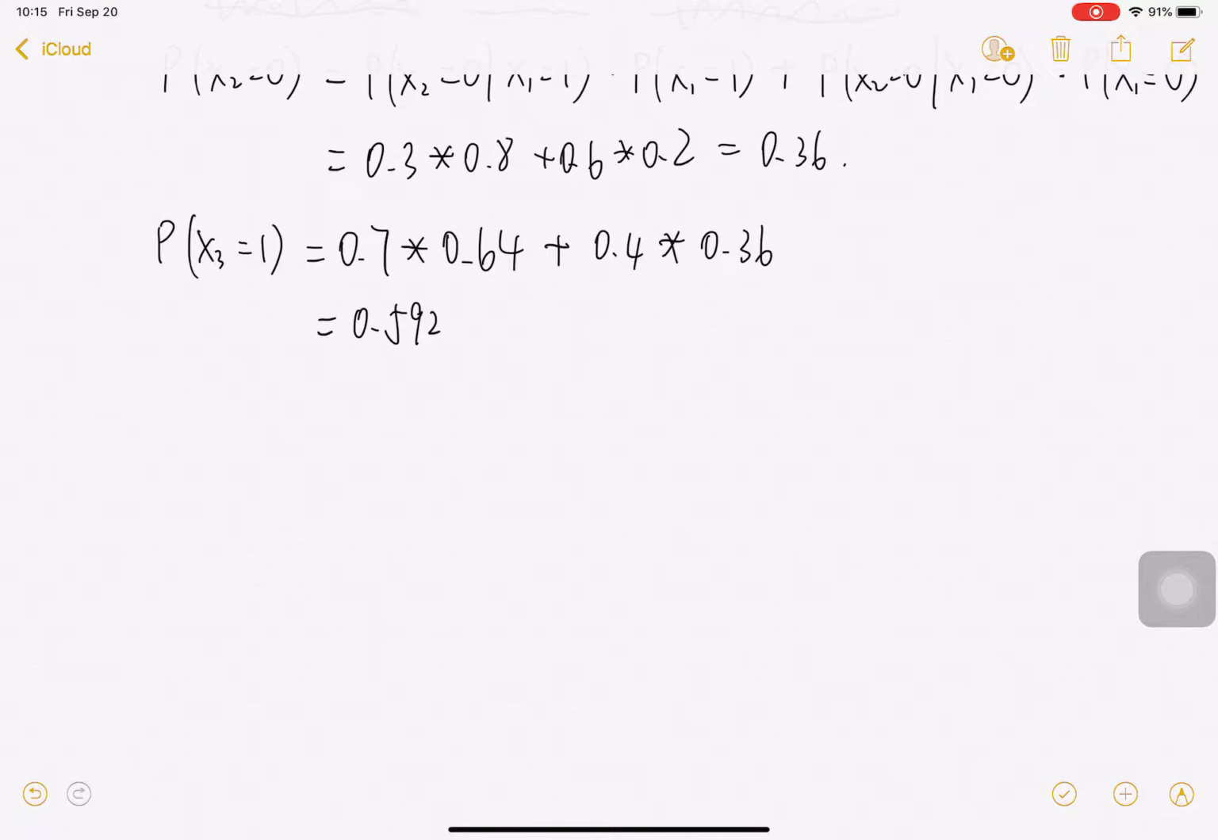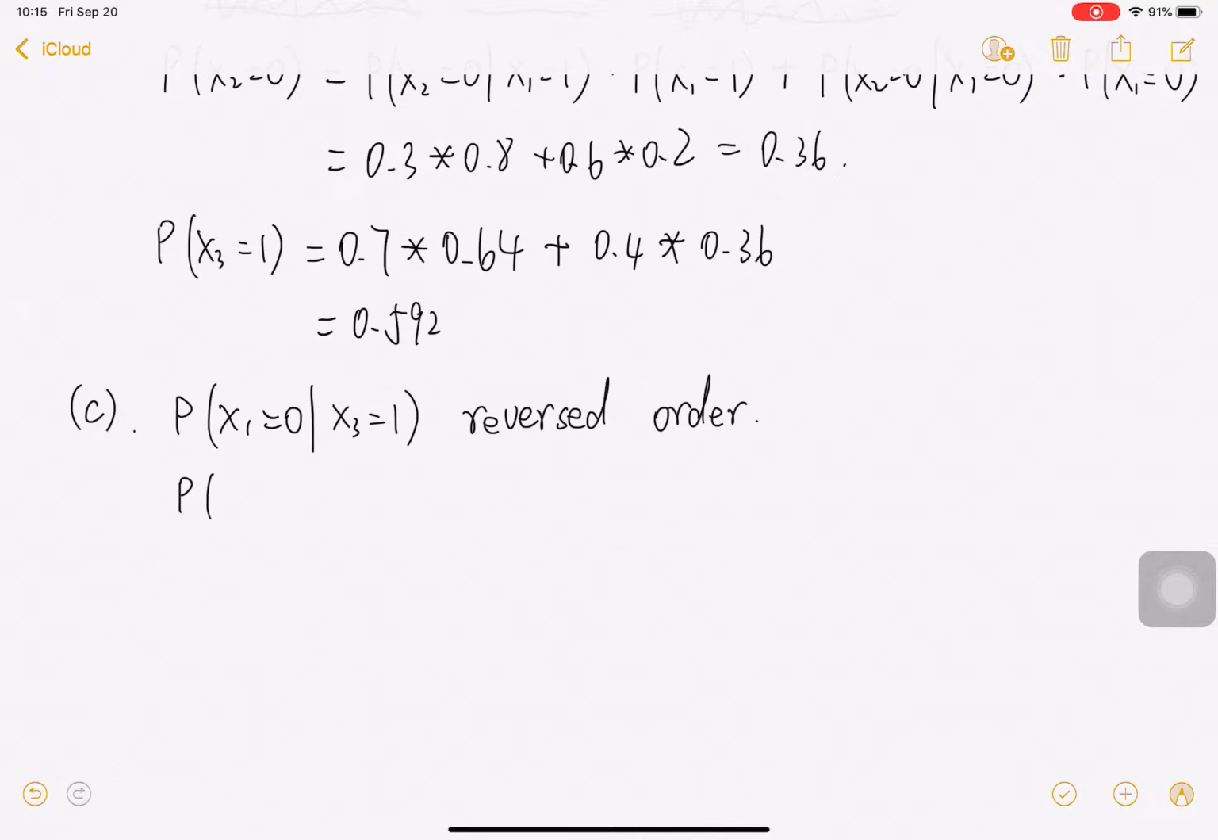Okay, two questions down, and we still have two more questions. Let's go to question C. Question C is a little bit more tricky. We need to find the probability of x1 equals 0 given x3 equals 1. As we may find, this is a reversed order, right? Because x3 is the step after x1. So what is easy to get is the probability of x3 equals 1 given x1 equals 0.